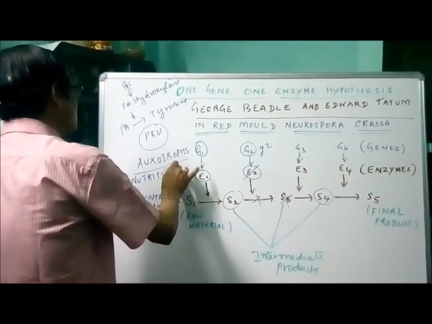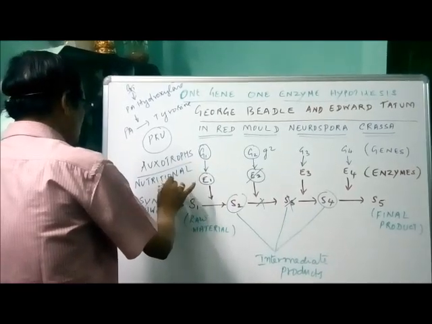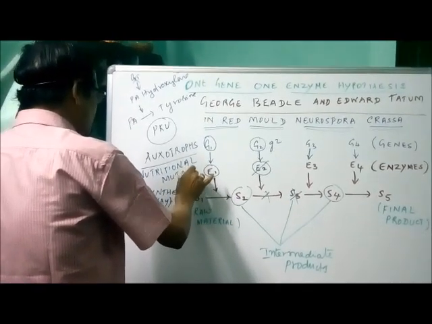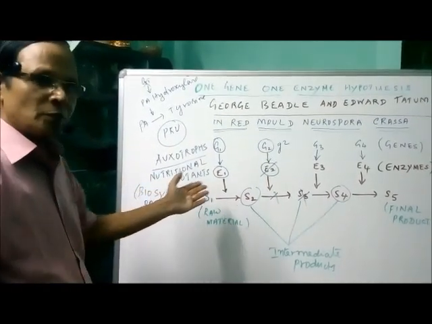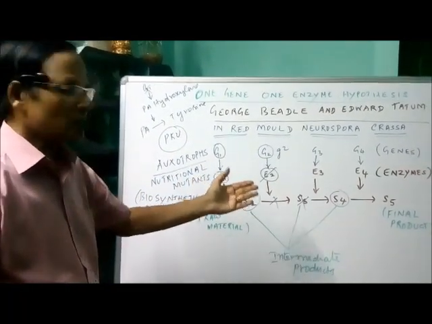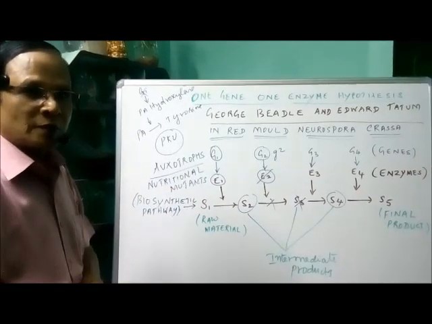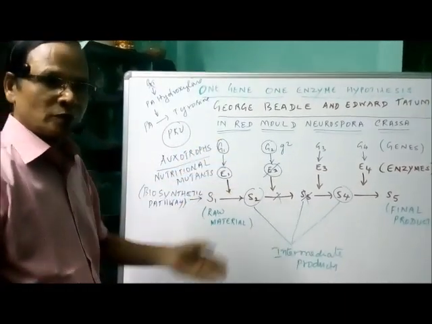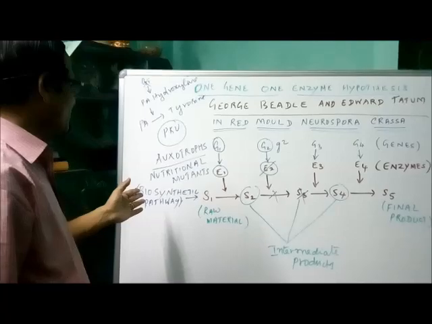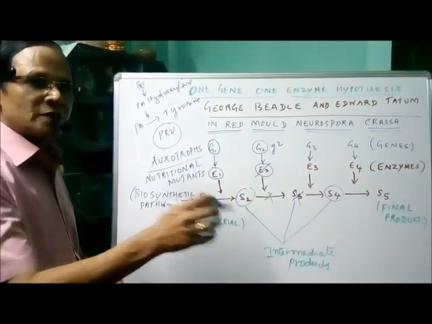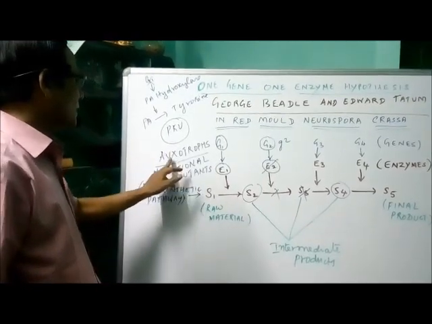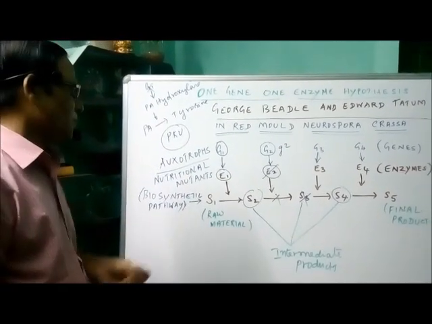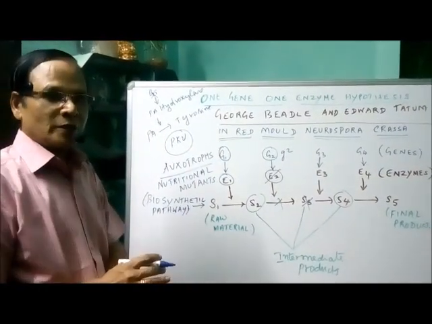Nutritional mutants. This is also an important question. These nutritional mutants are unable to convert one substance to another because of the absence of that particular substance due to mutation in a particular gene. So they need the addition of such missing substance. Such nutritional mutant varieties are called auxotrophs. This is the concept they have made.